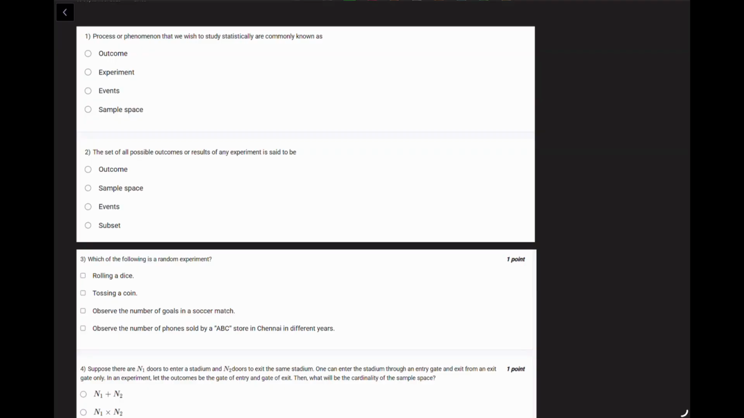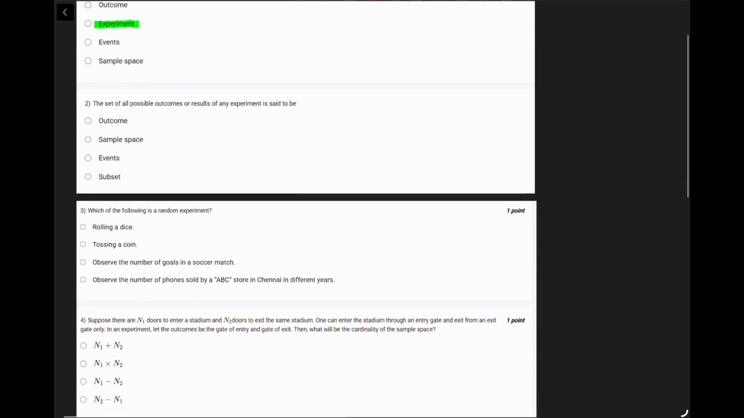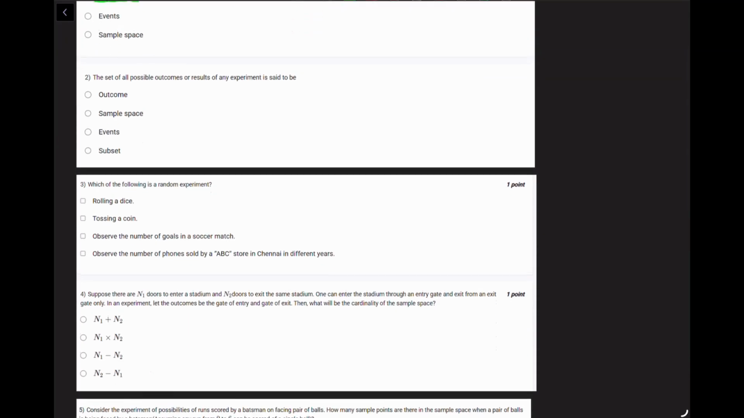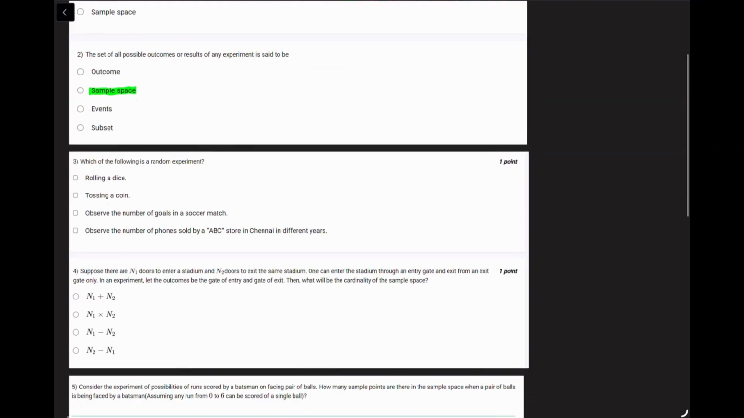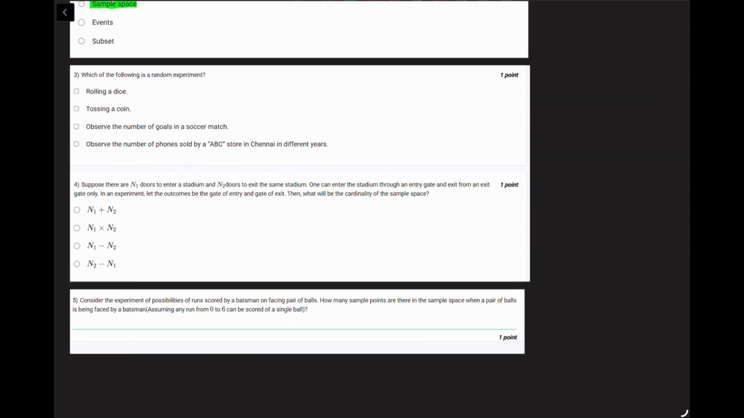Okay, so the first one is: the process or phenomenon that we wish to study statistically is commonly known as. So this is a very straightforward answer. Any phenomenon or process that we wish to study is known as an experiment. So we do experiments, we get the results. We're going to see more as we go ahead. And the set of all possible outcomes or results of any experiment is said to be the sample space. What are all the total outcomes that you are hoping to achieve in an experiment?